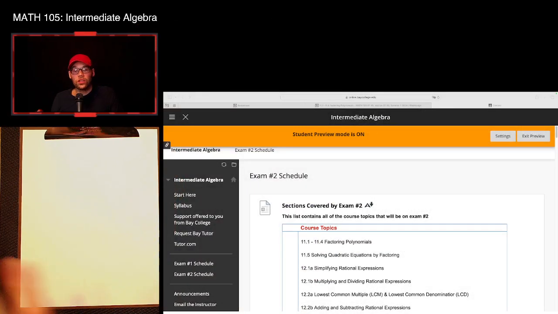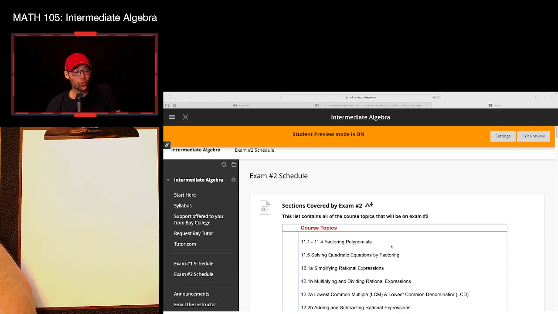So when we log on to our Blackboard page, we will now be taken immediately to this page, which is exam number 2 schedule. So as we move through the course, this will also change. So when we move into exam number 3, you'll be taken to the exam number 3 schedule. When we move into exam number 4 schedule, etc.